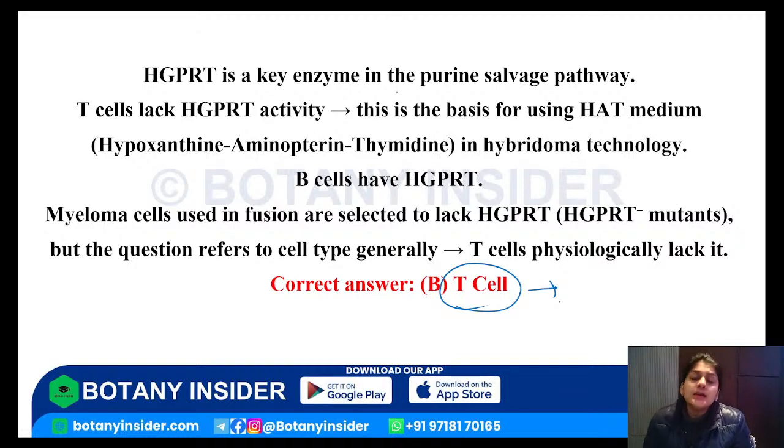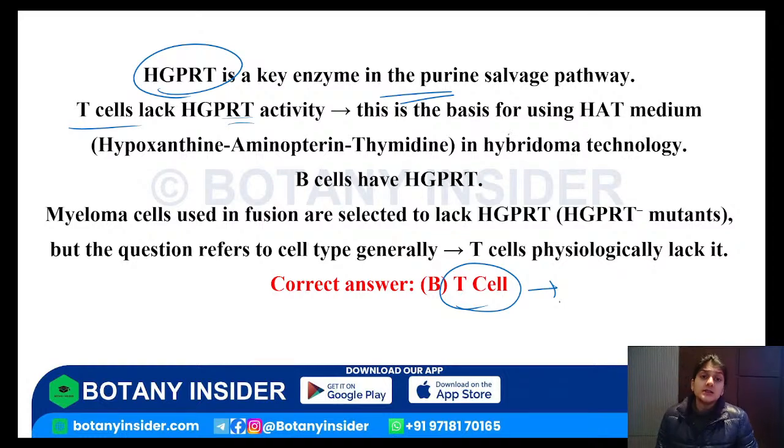It's an enzyme that is a key enzyme in your purine salvage pathway. When you learn about nucleotide synthesis, in unit number 3, the initial molecular biology segment, we learn about the two main pathways, the salvage pathway and the de novo pathway. Over there, this particular enzyme is learned, right? So, the T cell lacks the HGPRT activity. This is the basis for using HAT medium in the hybridoma technology. B cells have it, myeloma.